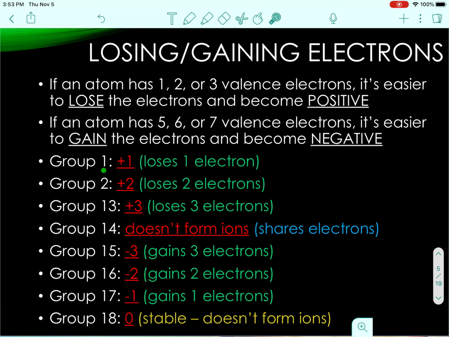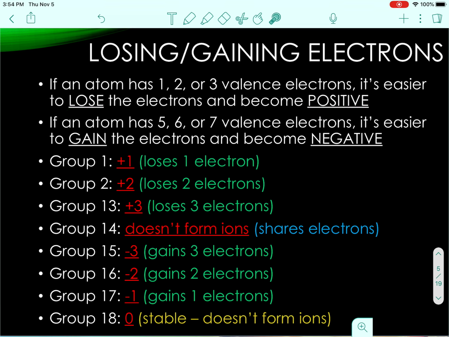Okay, so group 1, it has 1 valence electron. It's going to lose it and become +1. Okay, group 2, it has 2 valence electrons. It's going to lose them and become +2. Group 13 has 3 valence electrons. It's going to lose them and become +3. So we said if it has 1, 2, or 3 valence electrons, it loses them, becomes positive.